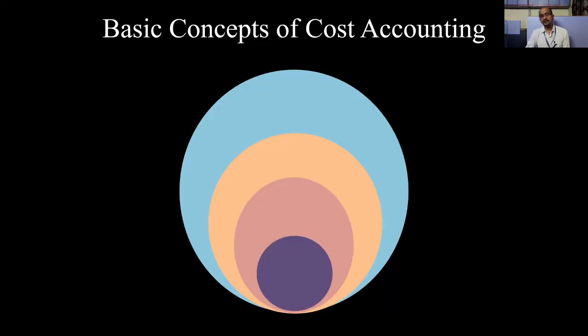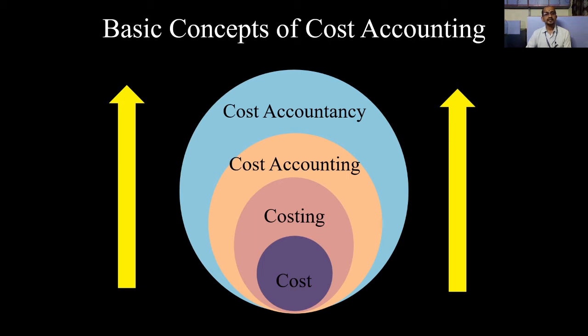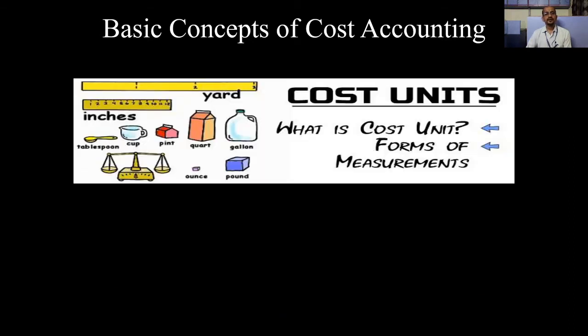So if you see the concepts minutely, the scope of these four concepts, that is cost, costing, cost accounting and cost accountancy, increases from cost, then costing, then cost accounting, and last it is cost accountancy. So next concept is cost unit.